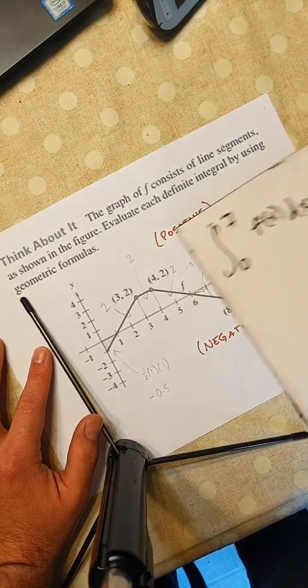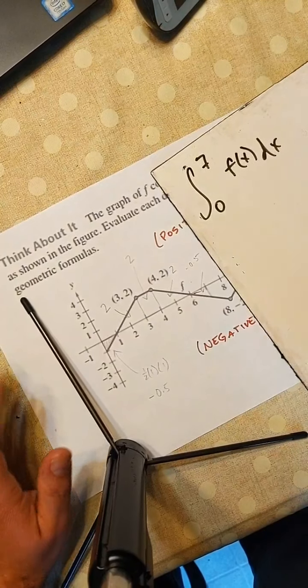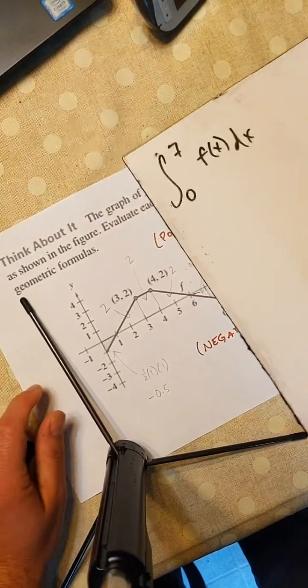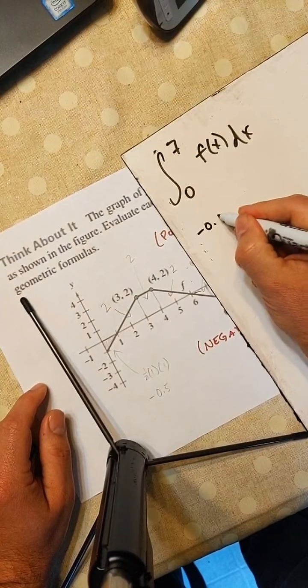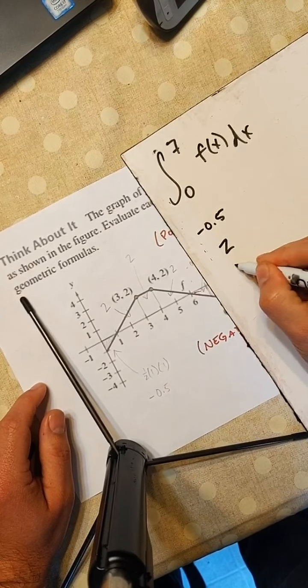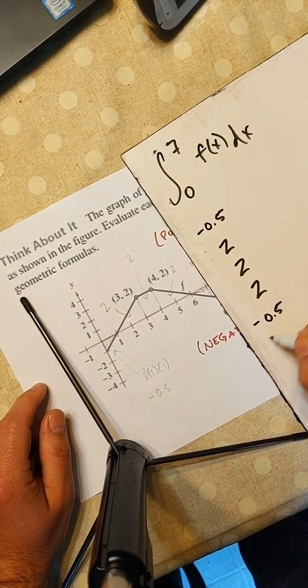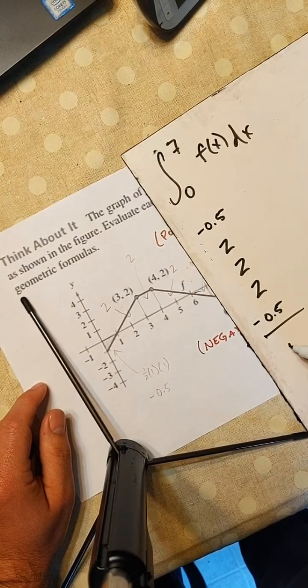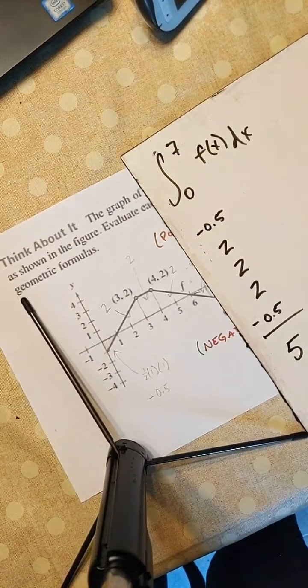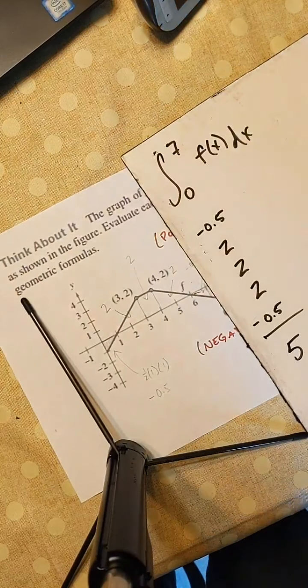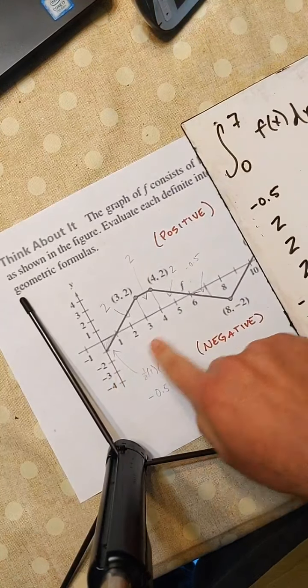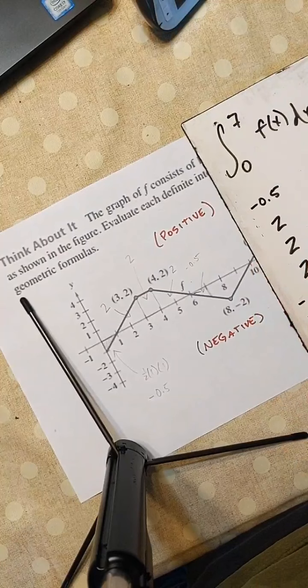So if we want to find the area from 0 to 7, all we need to do is just add up all these totals. We got a negative 0.5, then we got a 2, and another 2, and another 2, and then we end with a negative 0.5. So that's what, 6 minus 1? That should be 5. So from 0 to 7 has a total area of 5.